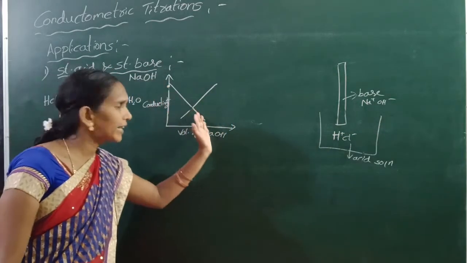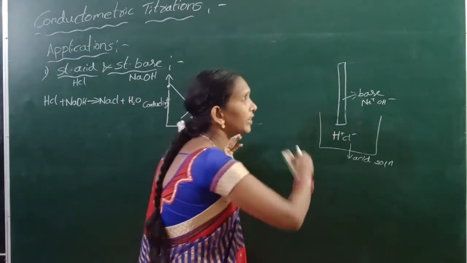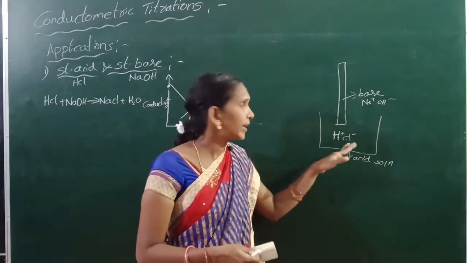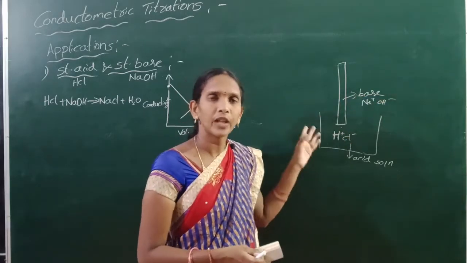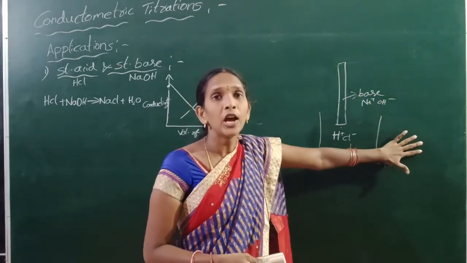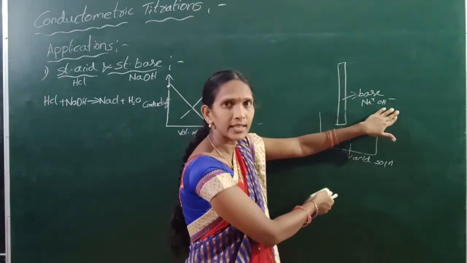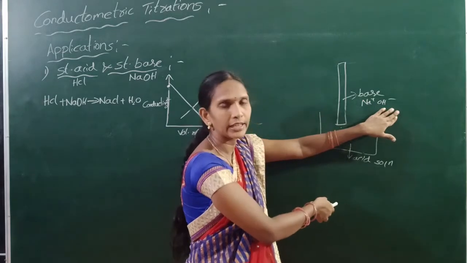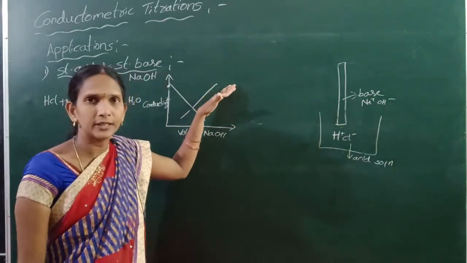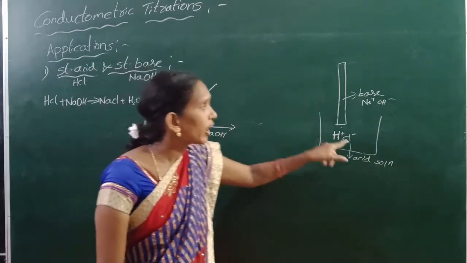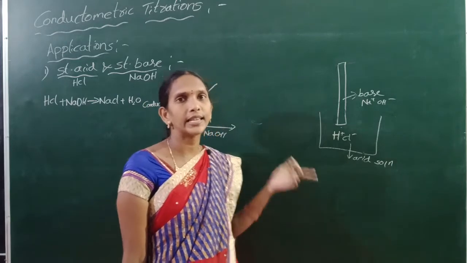So the conductivity is decreased. Then after completion of neutralization, that means all H+ ions are replaced by Na+ ions. After completion of neutralization, further addition of NaOH to the conductivity cell, the conductivity is also increased. Why? Because the OH- concentration is increased.